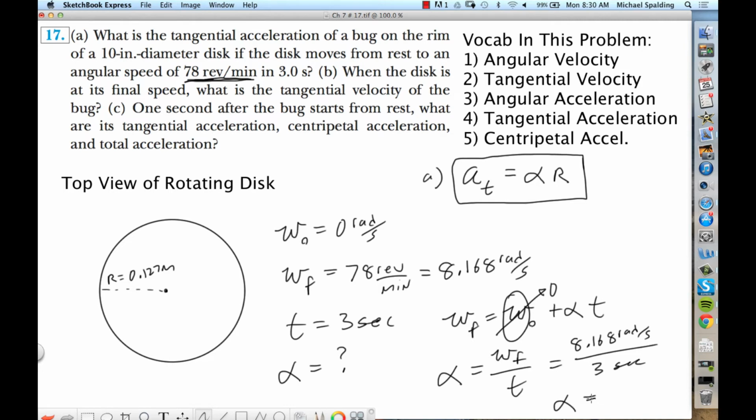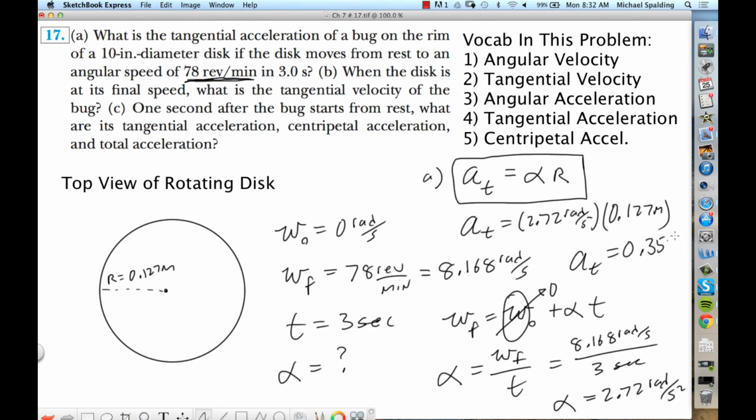This gives an angular acceleration of 2.72 radians per second squared. So when you're plugging in up here, you're going to go 2.72 radians per second squared. The radius is 0.127 meters. So this gives a tangential acceleration of 0.35 meters per second squared.